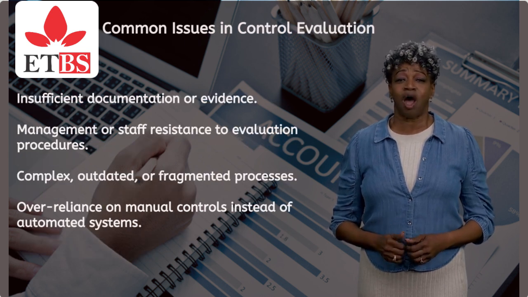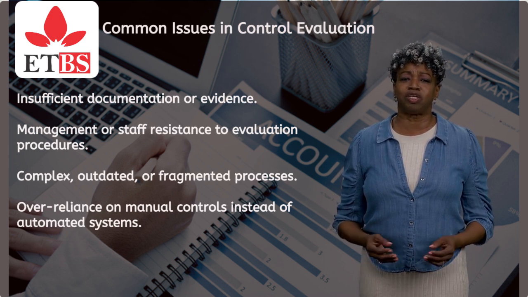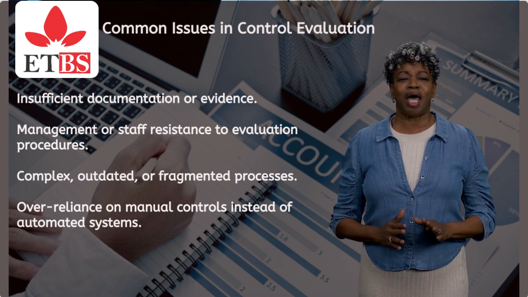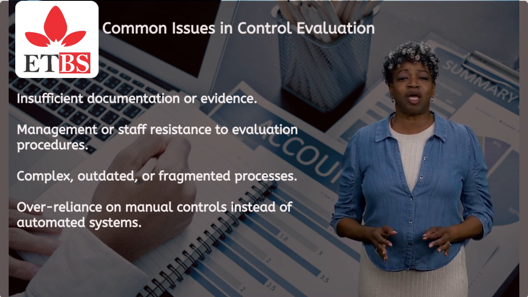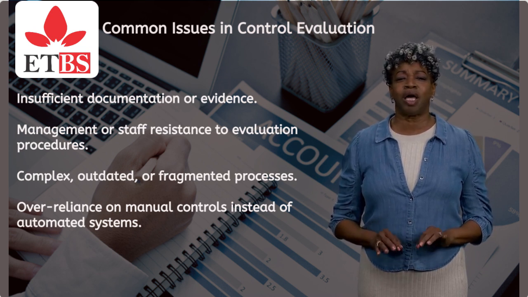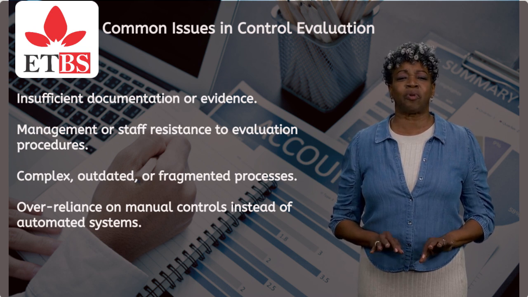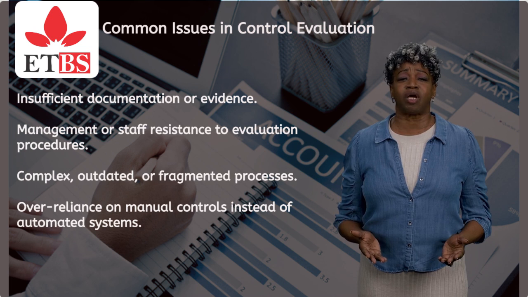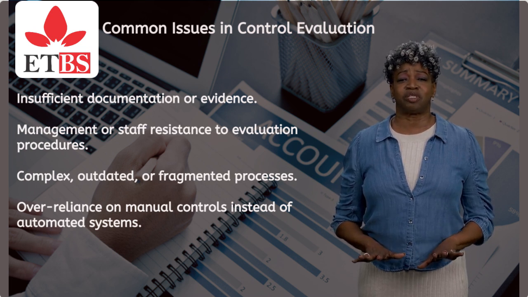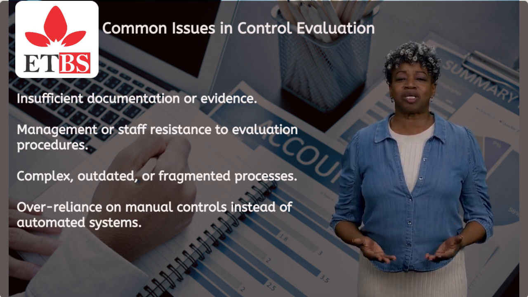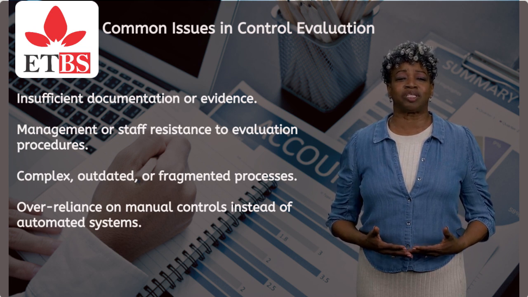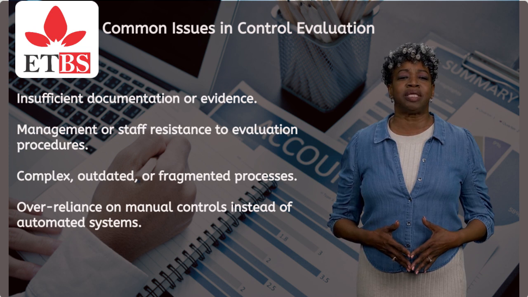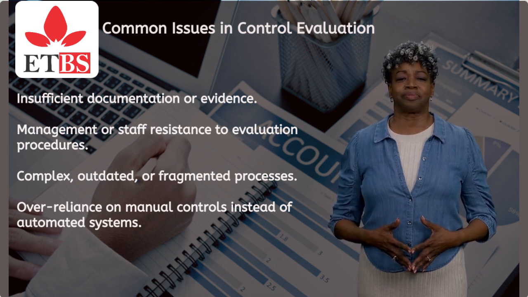6. Common issues in control evaluation. Insufficient documentation or evidence. Management or staff resistance to evaluation procedures. Complex, outdated, or fragmented processes. Over-reliance on manual controls instead of automated systems. Misalignment between controls and organizational objectives. Addressing these issues requires clear communication, professional judgment, and ongoing monitoring.